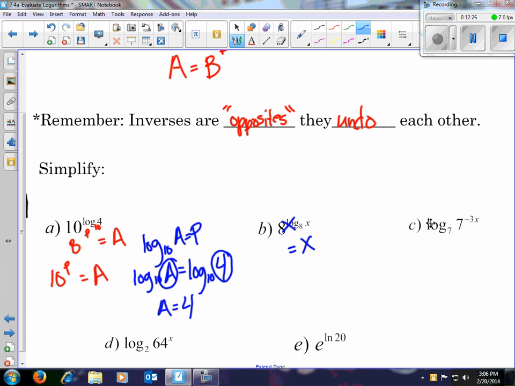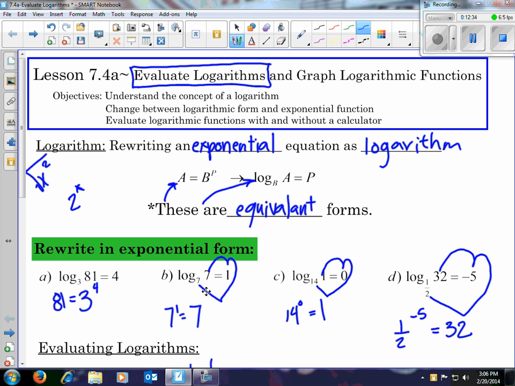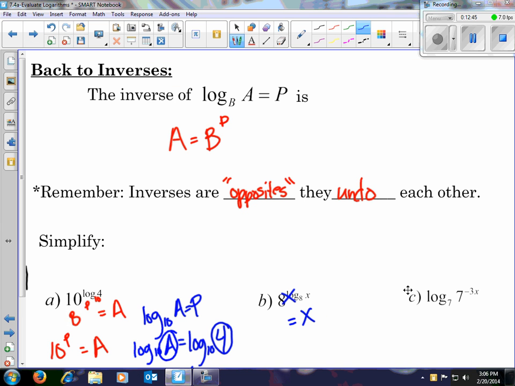Now, this type of problem is a little bit different. Notice that I have log base 7 of 7 to the negative 3x. Now, if I go back a page to the first one, I had log base 7 of 7 is equal to 1. So, if I have log with my base and my answer being the same thing, then it is equal to 1. So I have log base 7 of 7, which is 1, and then I have left over my negative 3x. Now, in your head, you're saying, well, negative 3x is still in my exponent, so how am I supposed to get rid of that? Here's how we do it.